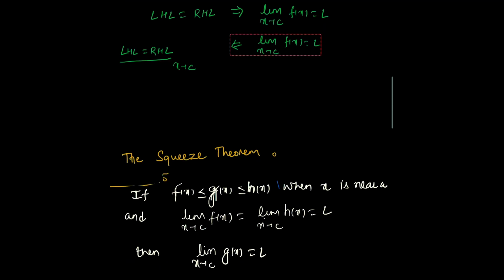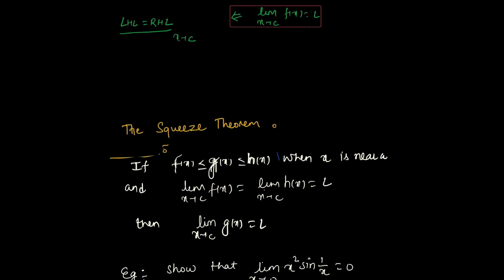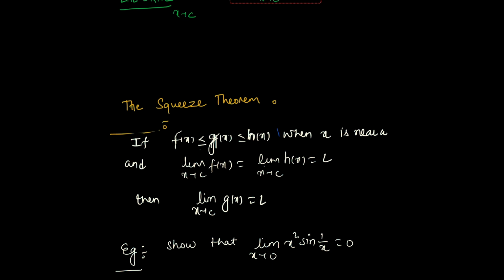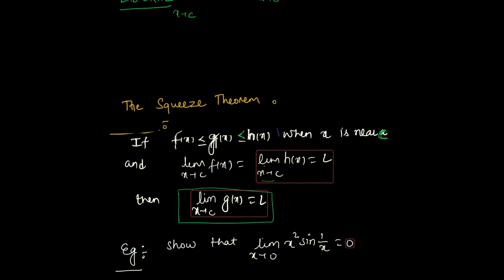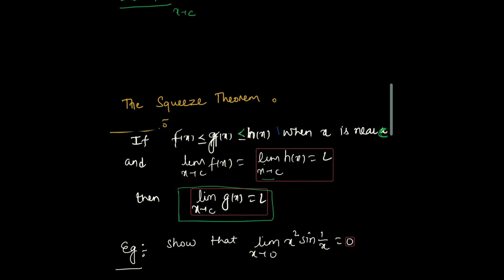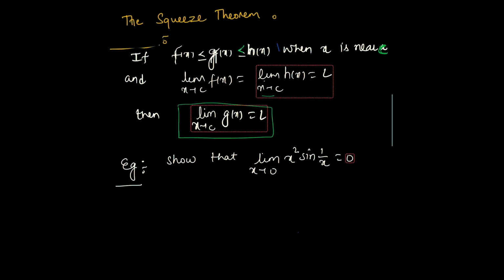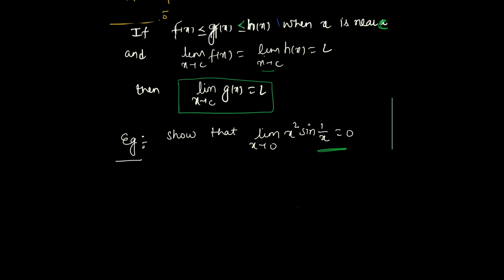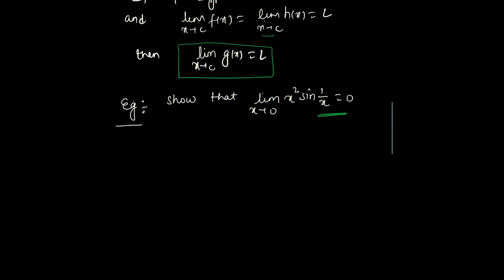Next is a nice theorem, the squeeze theorem. For the squeeze theorem, if f(x) is less than or equal to g(x), which is less than or equal to h(x), when x is near c, and given that the limit as x tends to c of f(x) equals the limit as x tends to c of h(x) equals L, then when x approaches c, the limit of g(x) is equal to L. We will see this with the help of an example, so we will see the solution of this example.